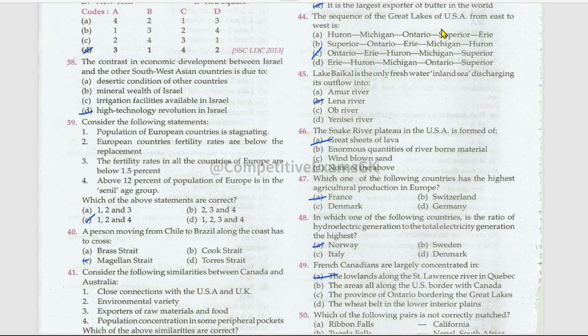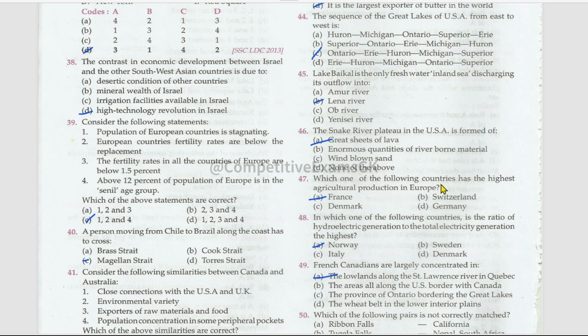The sequence of the Great Lakes of USA from east to west is Ontario, Erie, Huron, Michigan, and Superior. Lake Baikal is the only freshwater inland sea discharging its outflow into Lena River. The Snake River Plateau in the USA is formed of great sheets of lava.